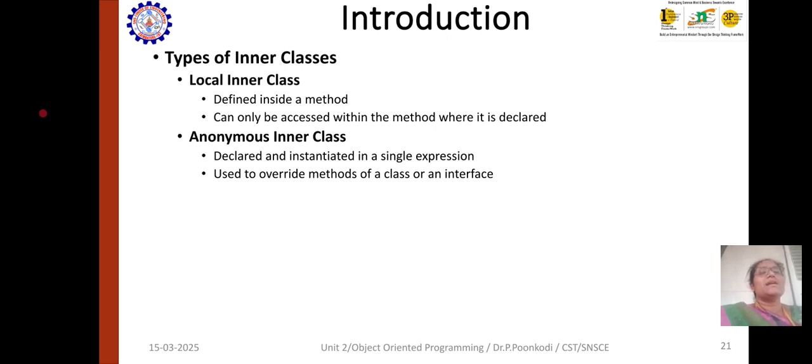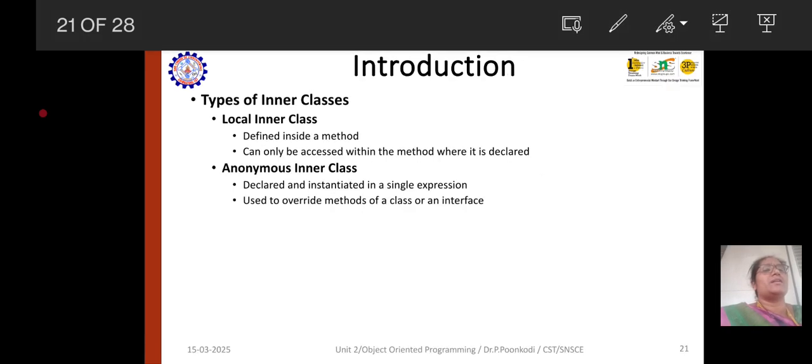The local inner class will be defined inside a method and it can be accessed only within the method where it is declared. The anonymous inner class will be declared and instantiated in a single expression. This is used to override the methods of a class or interface.